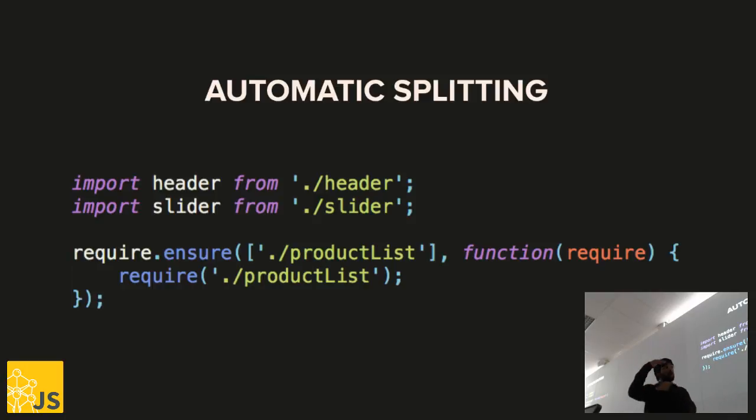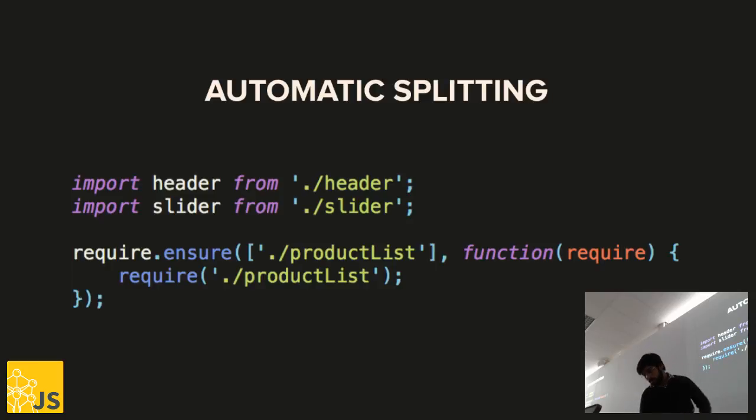So I know above the fold, the header and the slider will be present. I need it, and I need it immediately. So what the import header line is doing is importing it to the bundle, and it will make it available instantly. So as soon as the page loads, we have this header and the slider available.